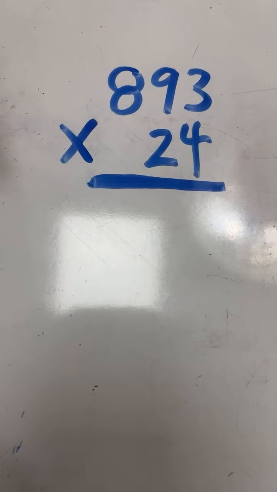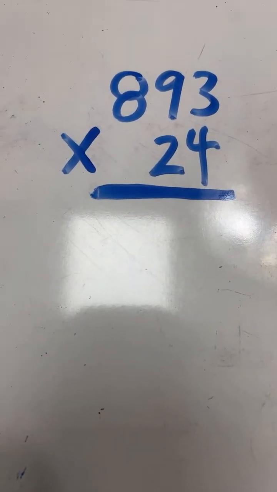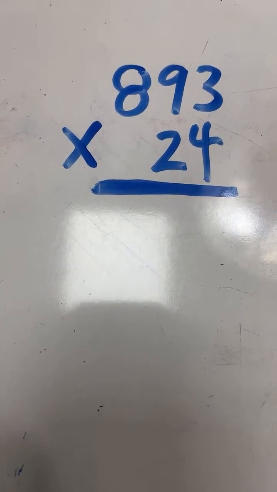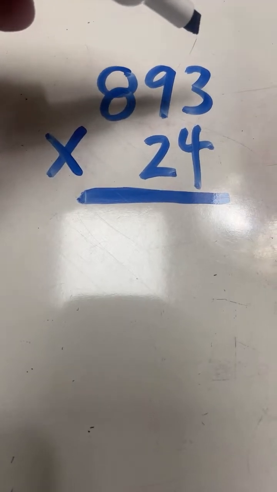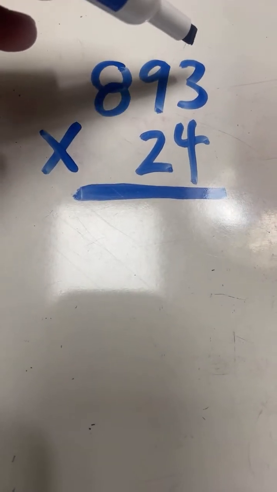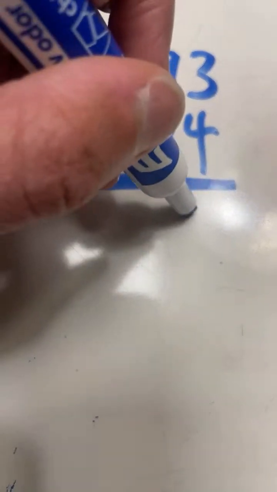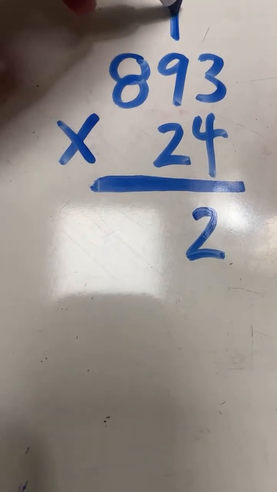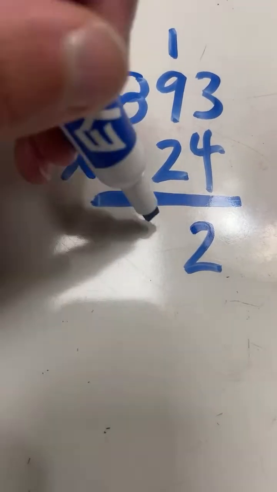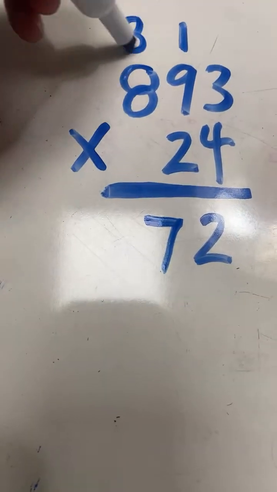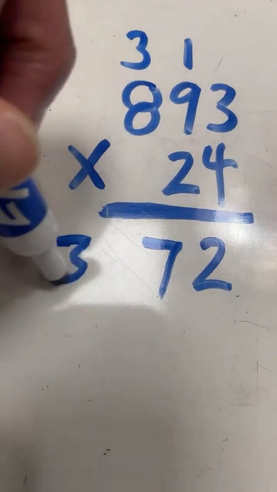All right, so we are starting in the ones place. First and foremost, our next example problem is 893 times 24. Starting in the ones place, we have 3 times 4. 3 times 4 equals 12. 2, carry the 1. 9 times 4 equals 36, plus 1 equals 37. 7, carry the 3. 8 times 4 equals 32, plus 3 equals 35.